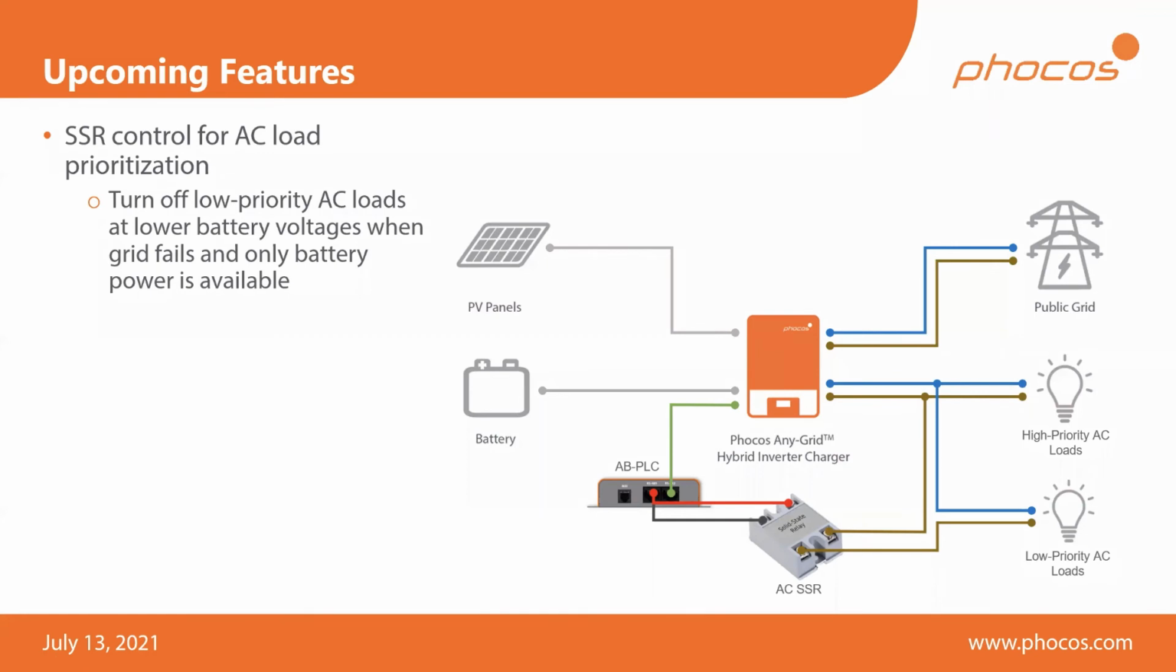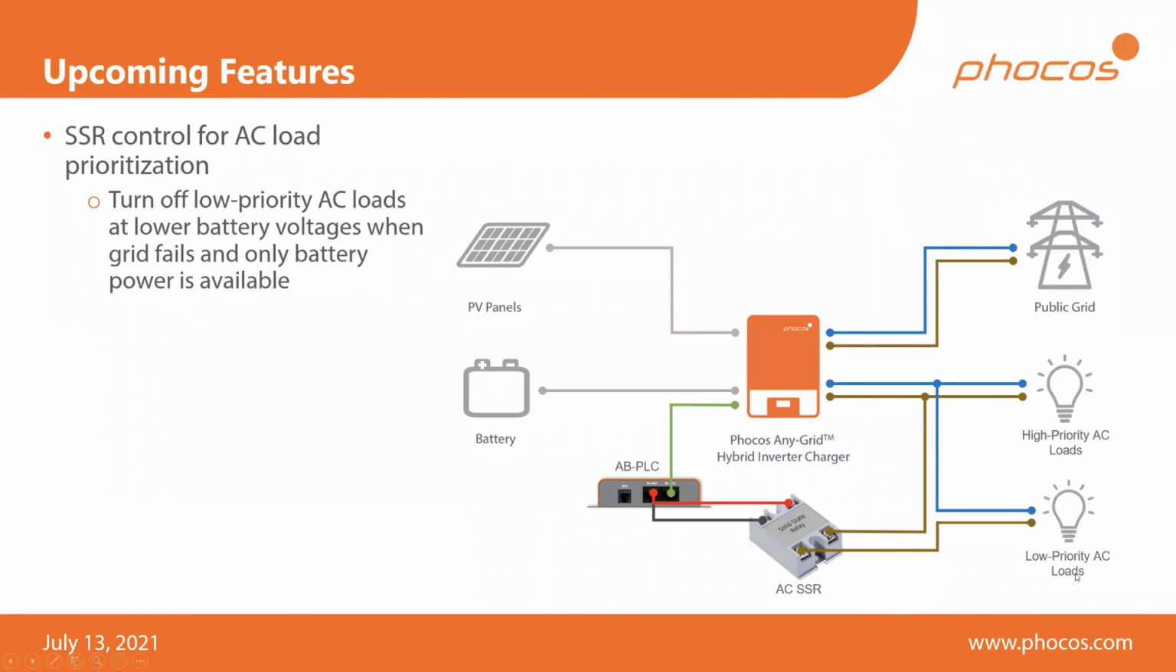So I have 3 examples of how that solid state relay can be wired and what it can do for you. So in this first example, we have an AC solid state relay. So in other words, we are controlling an AC load. Remember that it's important to differentiate between DC and AC solid state relays. So in this case, we want to use it for load prioritization. So in other words, our high priority AC loads are being directly fed by the AC output of our AnyGrid PSWH hybrid inverter charger. So they're essentially powered as long as possible and under as many conditions as possible. That's our high priority loads.